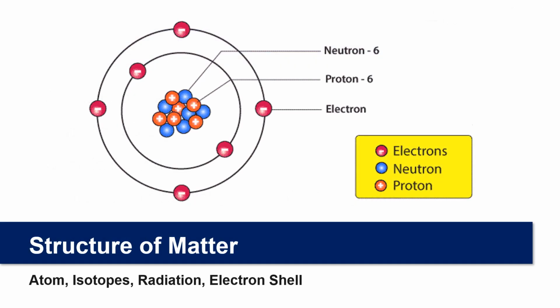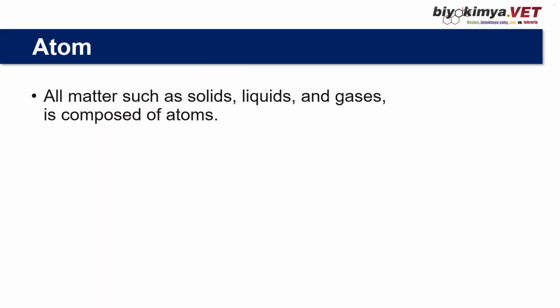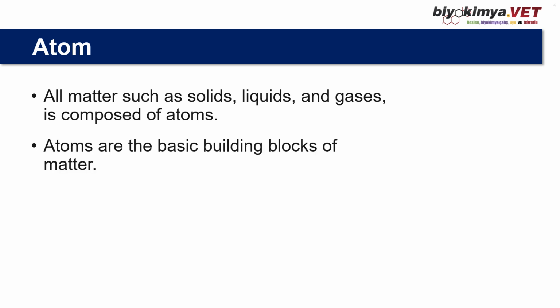Let's start with structure of matter, and we'll talk about atom, isotopes, radiation, and electron shell. All matter, such as solids, liquids, and gases, is composed of atoms. Atom is simply the smallest structural unit of matter, or the smallest part of an element that displays all its qualities is called an atom. Atoms are the basic building blocks of matter.